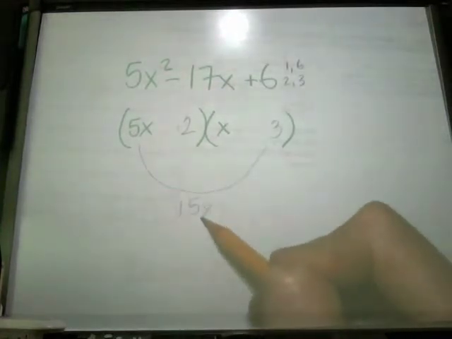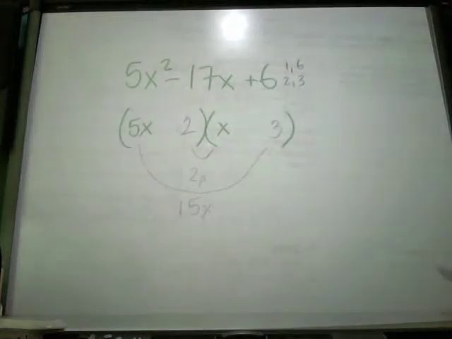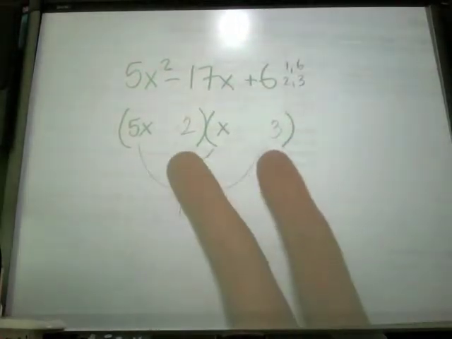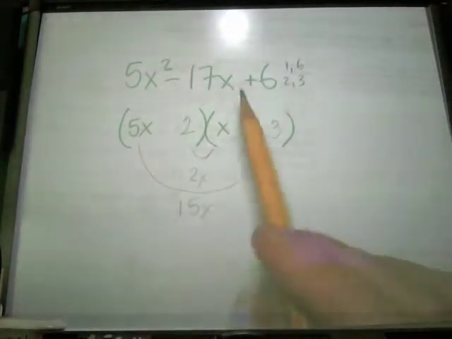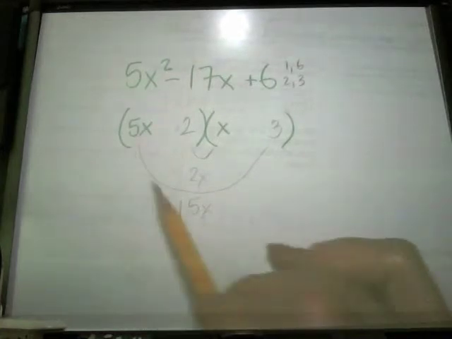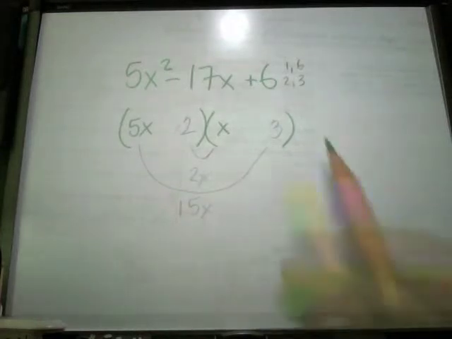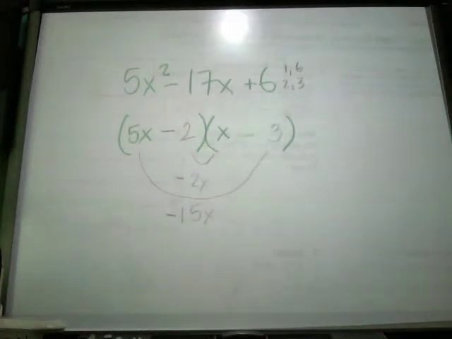Oh, 15x and 2x. Oh, we might have picked the right pair. I put 2 and 3, that might work out. Maybe if you'd started with 3 and 2, maybe it doesn't. But sometimes you get lucky, you get it right on the first try. 15 and 2 to make negative 17. What signs would I use? Leanna? They both have to be negative. Yep, both negative. And let's do our double check.